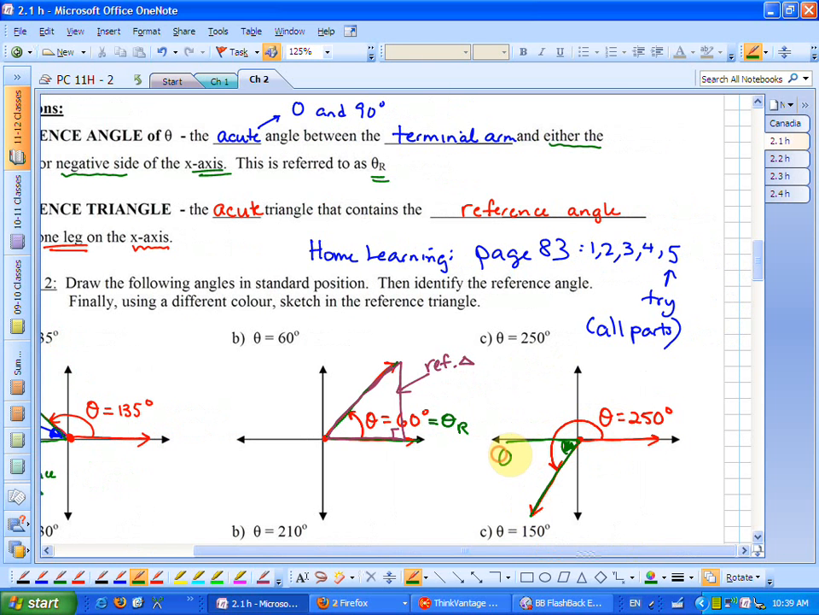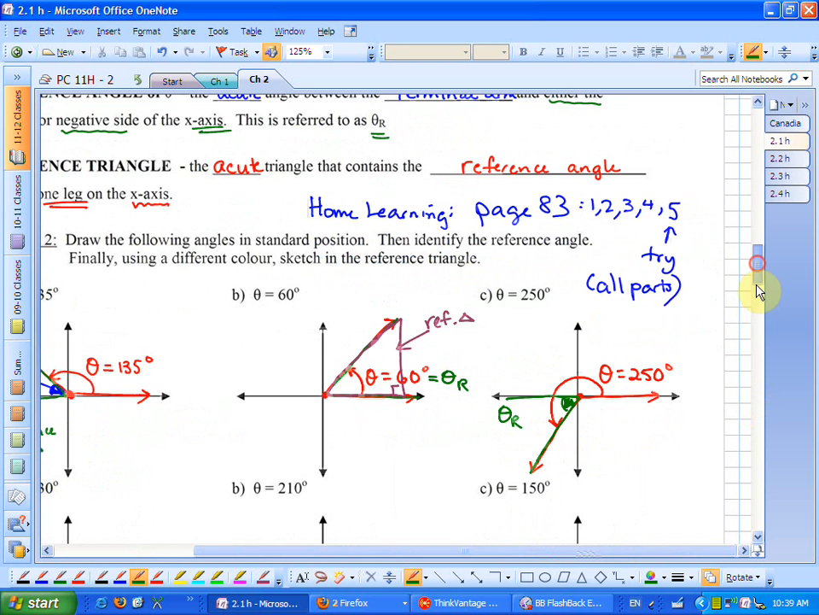And how do you calculate the reference angle in this case? Well, the whole thing is 250. Up to this line, which is the x-axis, is 180. So my suggestion is, this is 250, take away 180, or 70 degrees. And then last but not least, the reference triangle is right here.